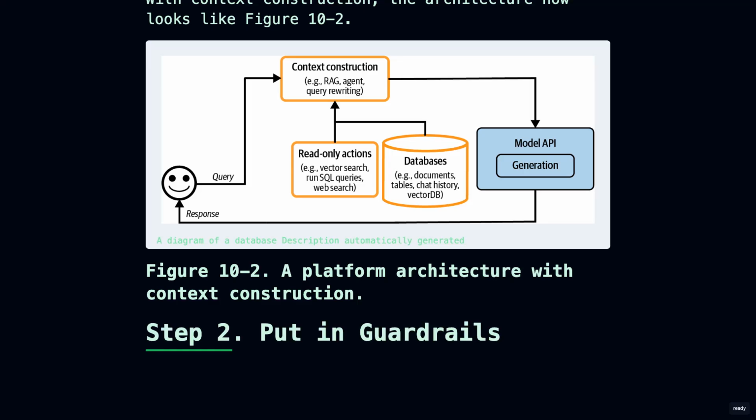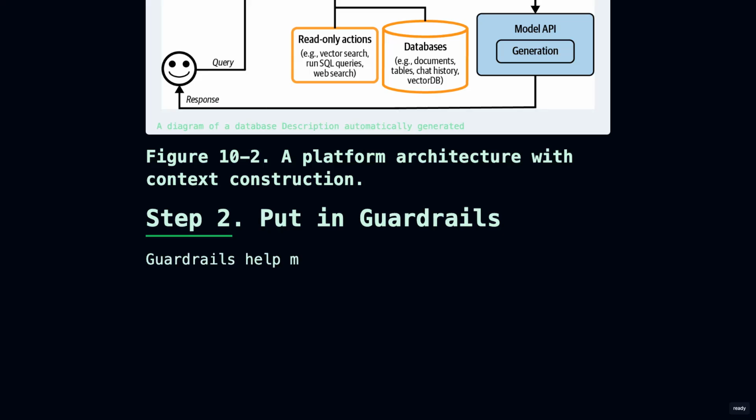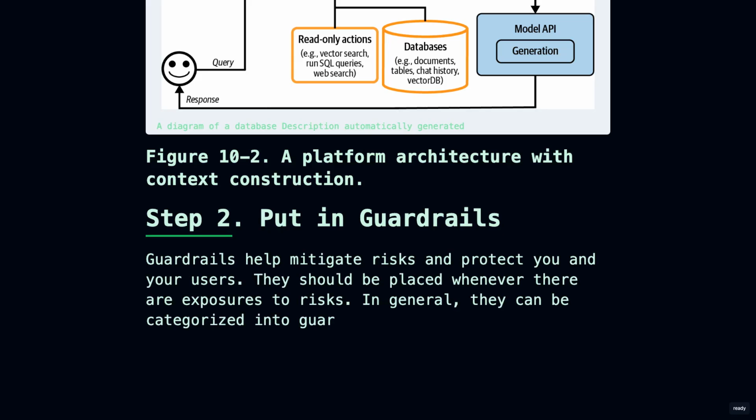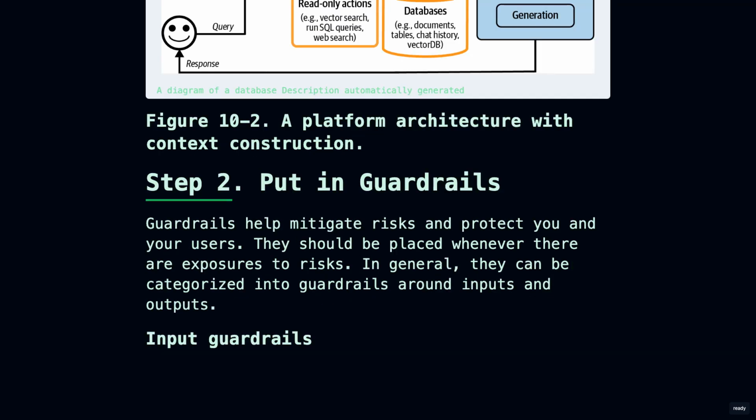Step 2. Putting guardrails. Guardrails help mitigate risks and protect you and your users. They should be placed whenever there are exposures to risks. In general, they can be categorized into guardrails around inputs and outputs. Input guardrails.